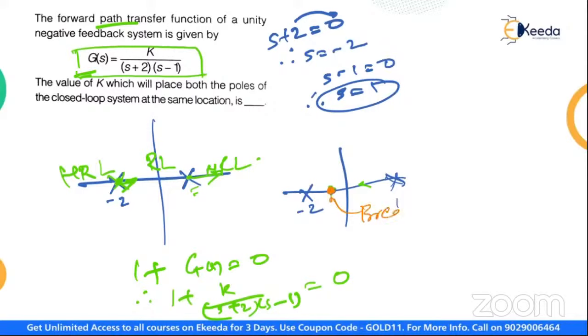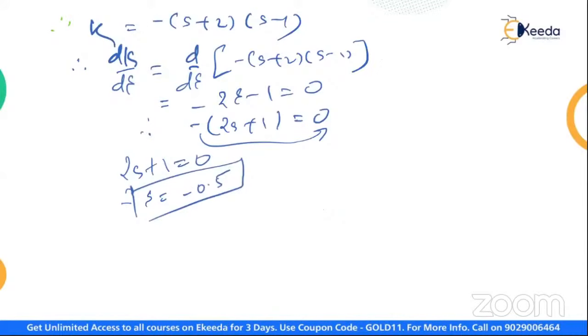Breakaway point. Is that correct? Yes, sir. Now, once you have got the breakaway point, what you can do next is to have both the poles at the same direction. If you want both the poles to go in the same direction, you need the breakaway point. So the breakaway point you have got.